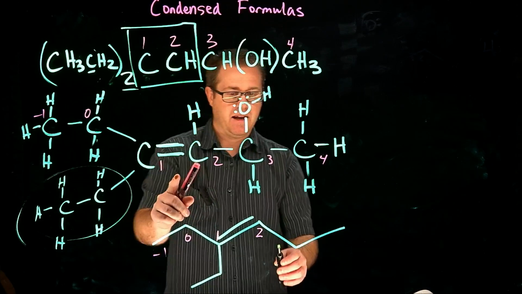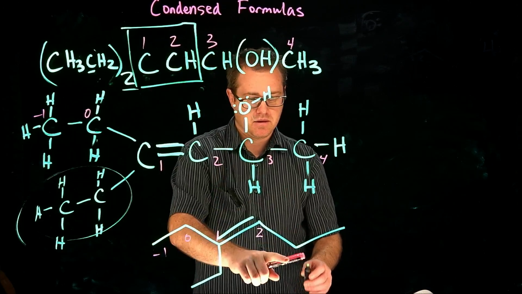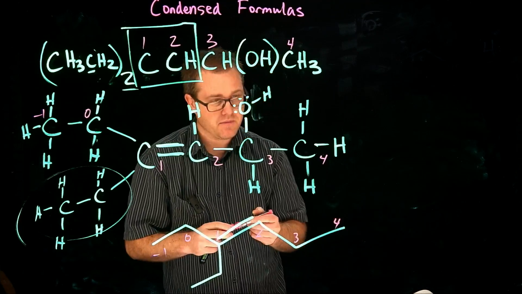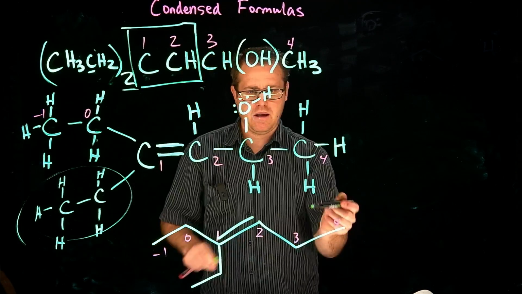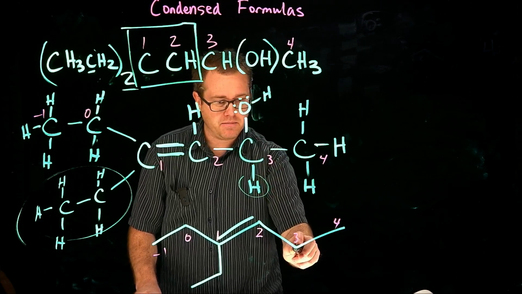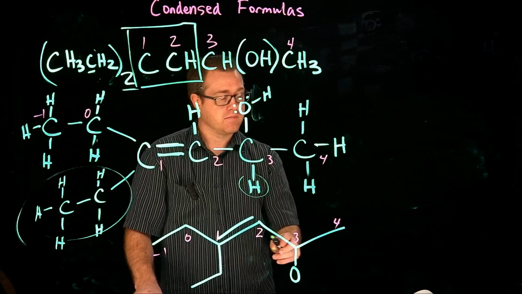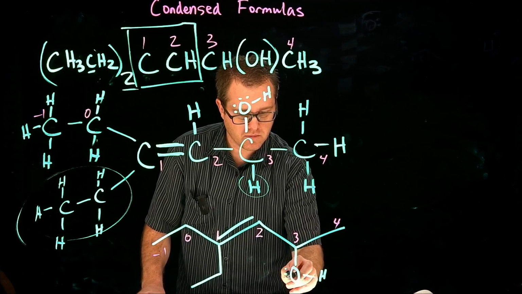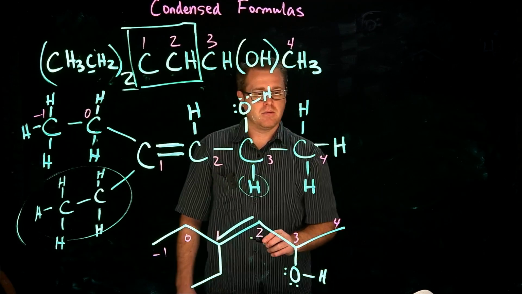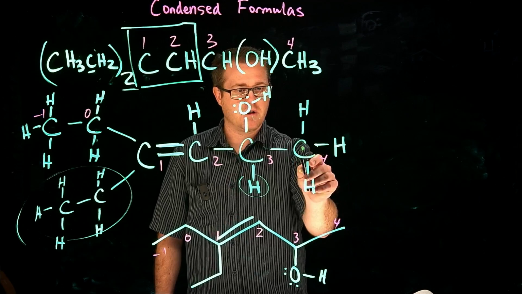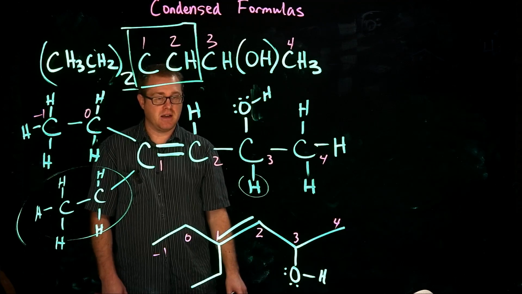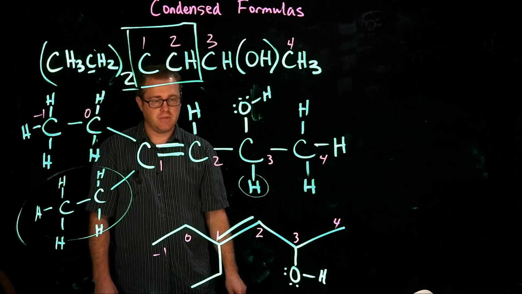Keep going down the line. Carbon 3. That would be carbon 3. That would be carbon 4. And what do we have attached to carbon 3? We have a hydrogen that we don't draw, but we do have a heteroatom, like that. And our methyl, carbon 4 methyl. Perfect. And so that is a representation of our alkene.